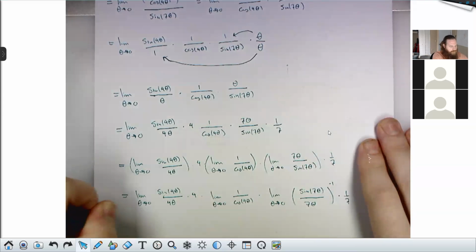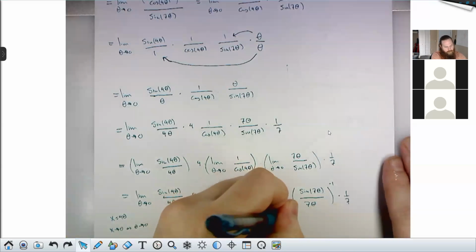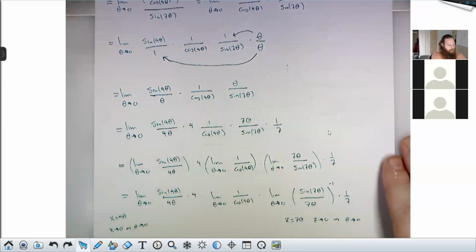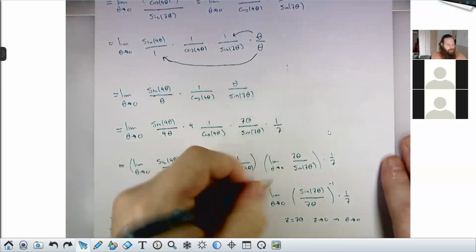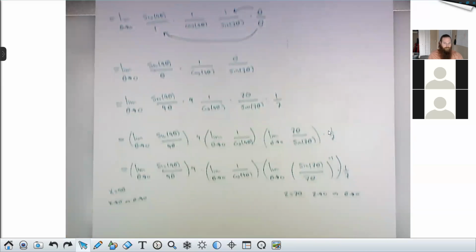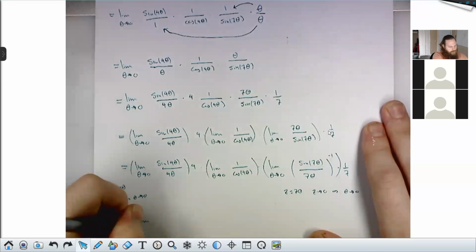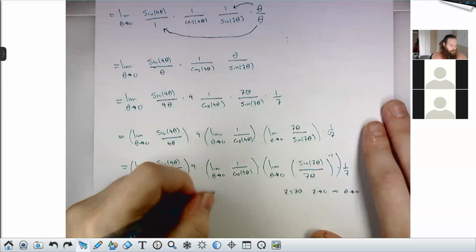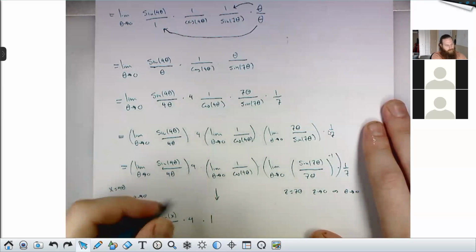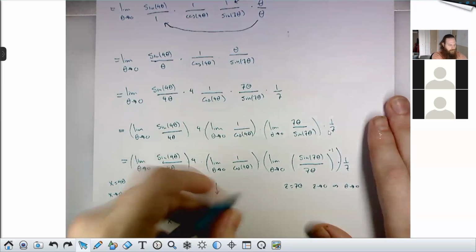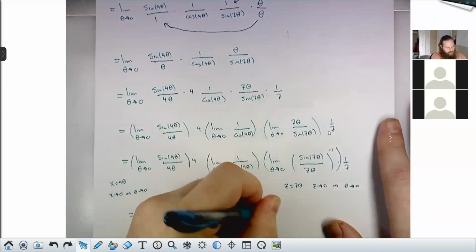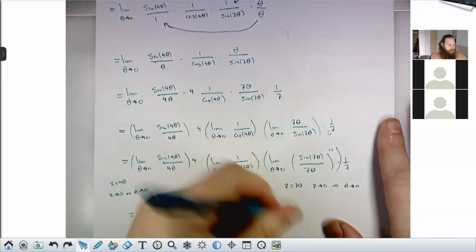So in this one, I'll make the substitution x equals 4 theta. So x goes to 0 as theta goes to 0. And over here, I'll make the substitution z equals 7 theta. So z goes to 0 as theta goes to 0. All right, and each of these are still being multiplied like this. And now that first one becomes lim x to 0, sine x over x. And then I have the 4 here. This piece right here is just 1. All right, it's 1 over the cosine of 0, which is 1. And then this piece over here is going to be lim z to 0, sine of z over z to the negative first times 1/7.